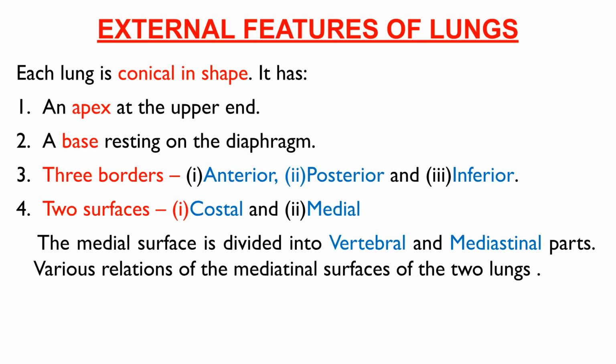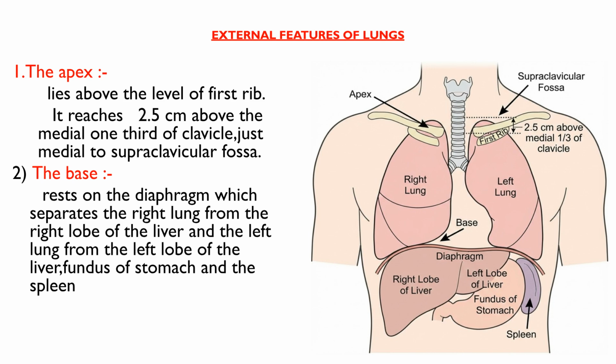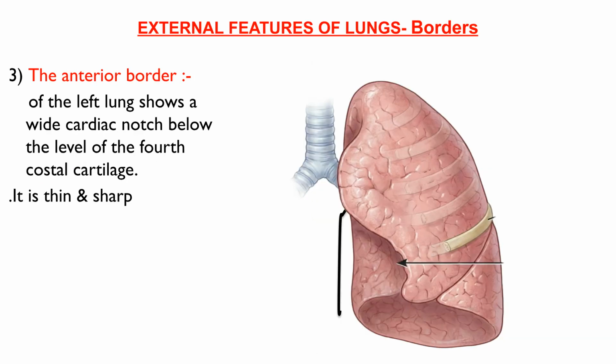Each lung is conical and features an apex, a base, 3 borders, anterior, posterior, and inferior, and 2 surfaces, costal and medial. The medial surface is divided into vertebral and mediastinal parts. The apex lies above the first rib, about 2.5 centimeters above the clavicle's medial third. The base rests on the diaphragm, separating the right lung from the liver and the left lung from the liver, stomach, and spleen. The anterior border is thin and sharp.